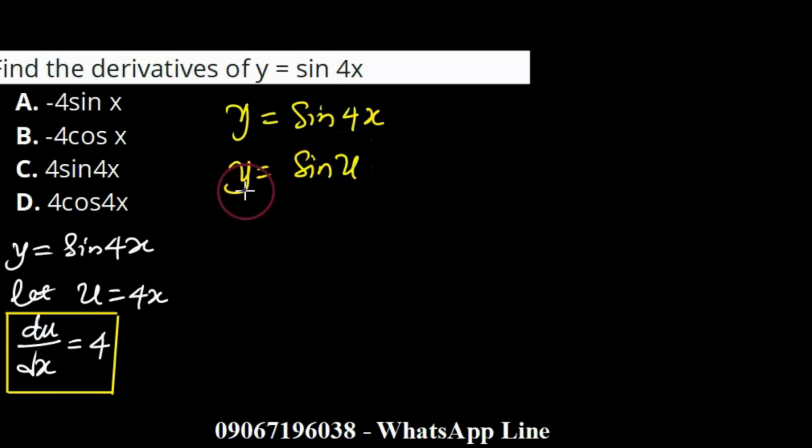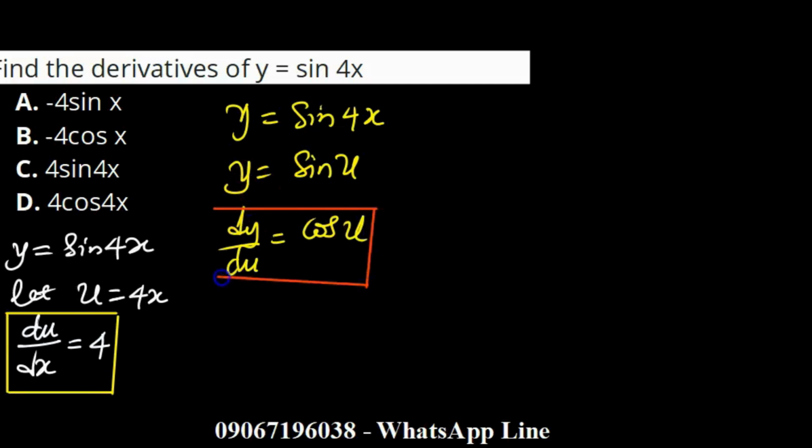Now we also need to differentiate y with respect to x. So dy over du is going to give us cos u. When you differentiate sine u, you get cos u. Take note of that. All right. Now, we've gotten these two functions. First of all, we've got du dx. Now we've gotten dy du.